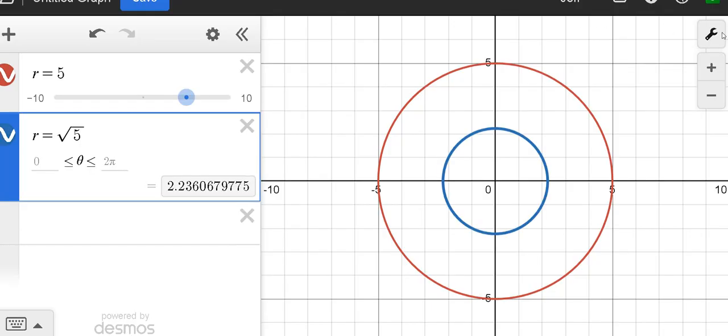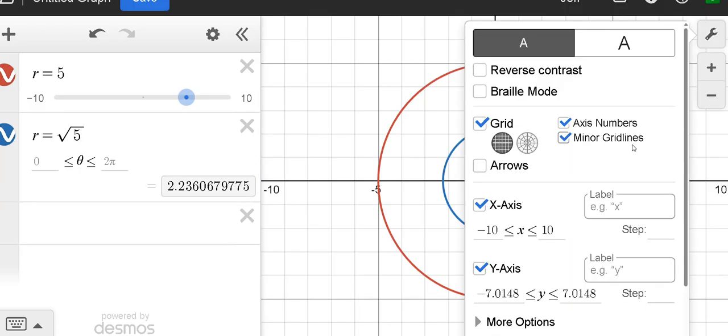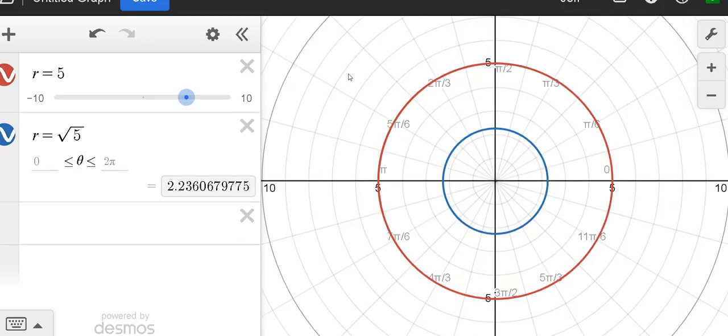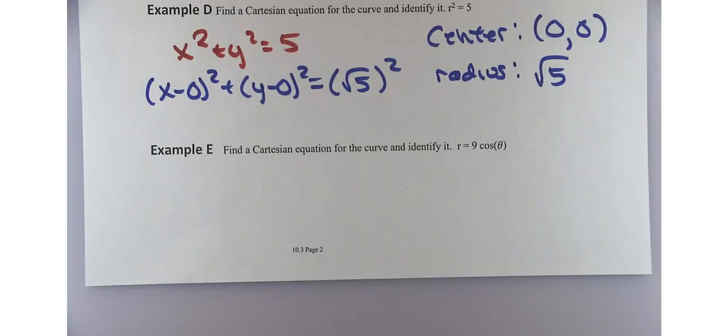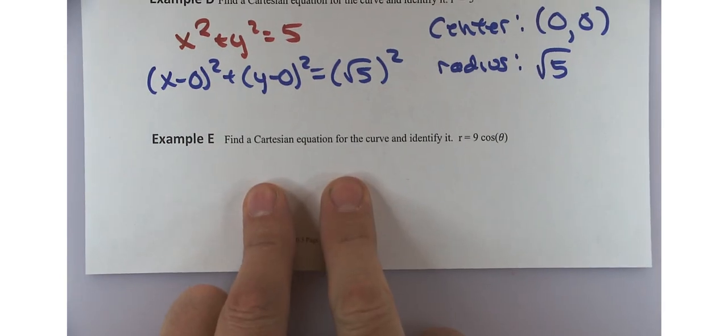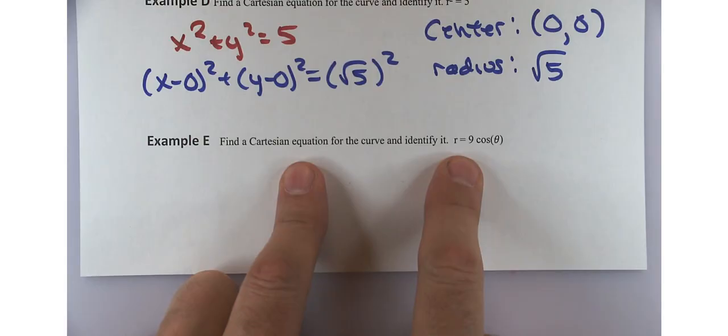You can make this graph actually look a little nicer if you wanted to hit the toolbar here and come down and switch to radians. So pretty nice. You can do some graphs with your calculator. We'll do that in a little bit. Let's work on finding the Cartesian coordinate systems for this curve and then identifying it.